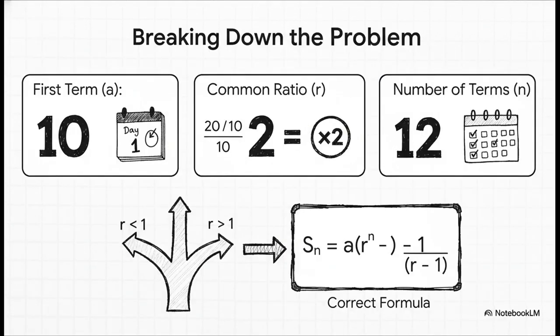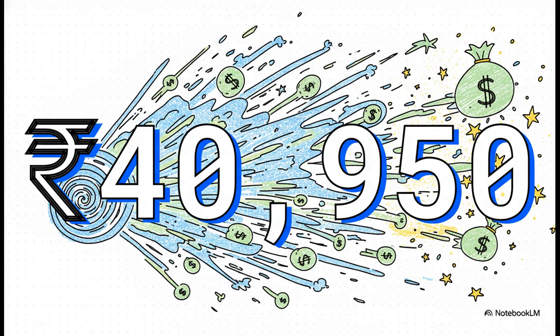So once we spot that pattern, we do what we always do. Pull out the data. The first term, A, is 10. The common ratio, R, is 20 divided by 10, which is 2. The question asks for the total over 12 days, so N is 12. And since our R value is 2, which is greater than 1, we know exactly which sum formula to grab from our toolkit. And when we plug in all our values, A is 10, R is 2, N is 12, and we crunch the numbers, we get this, a whopping 40,950 rupees.